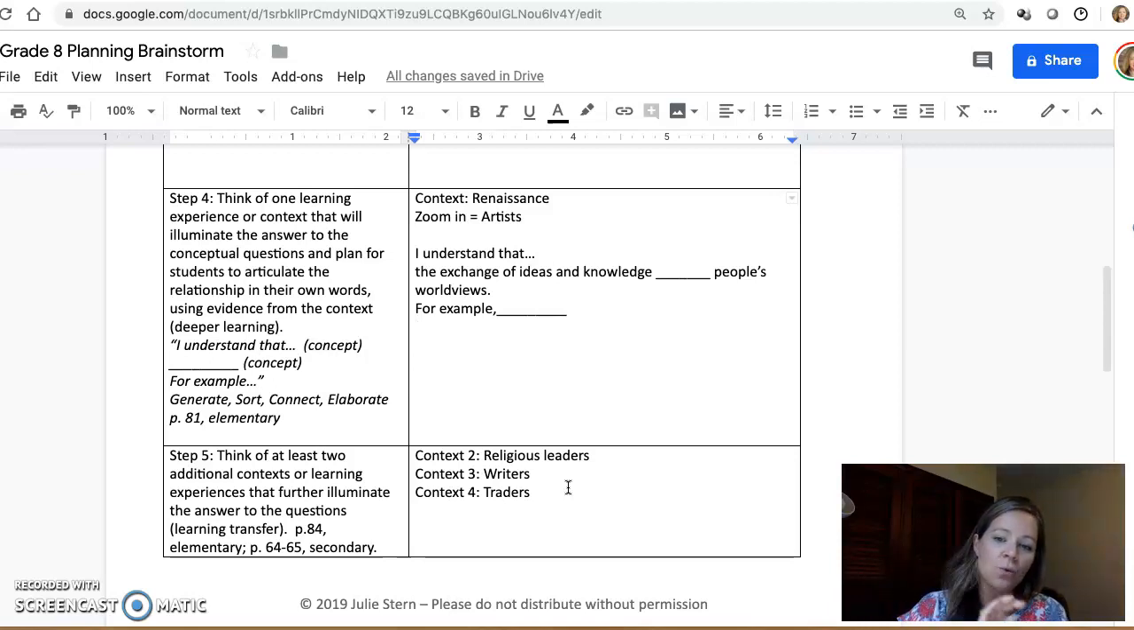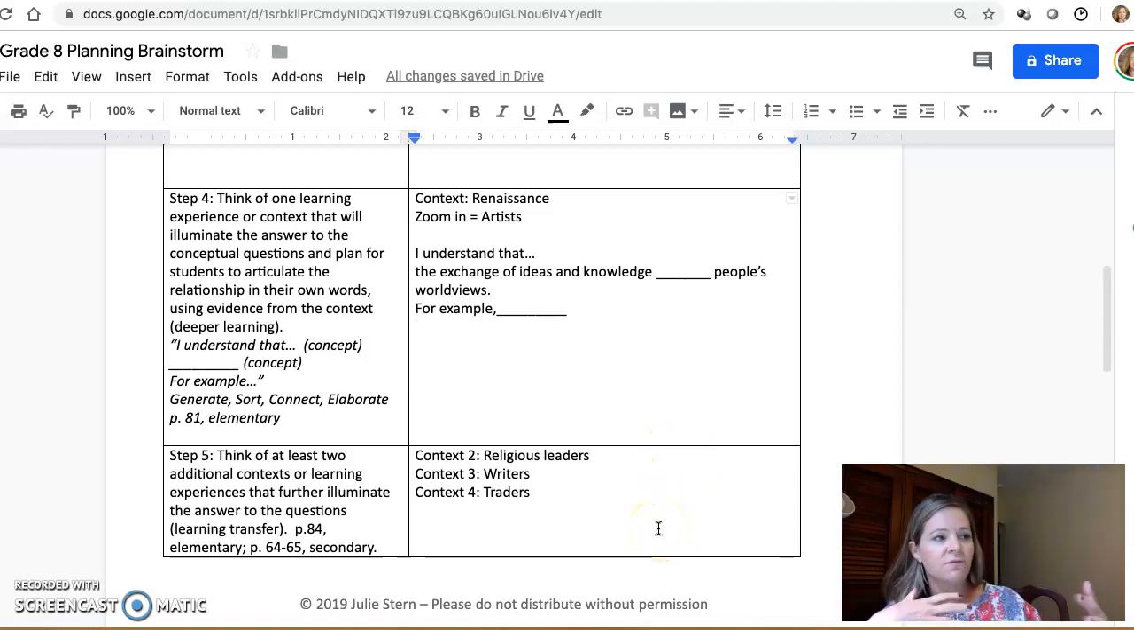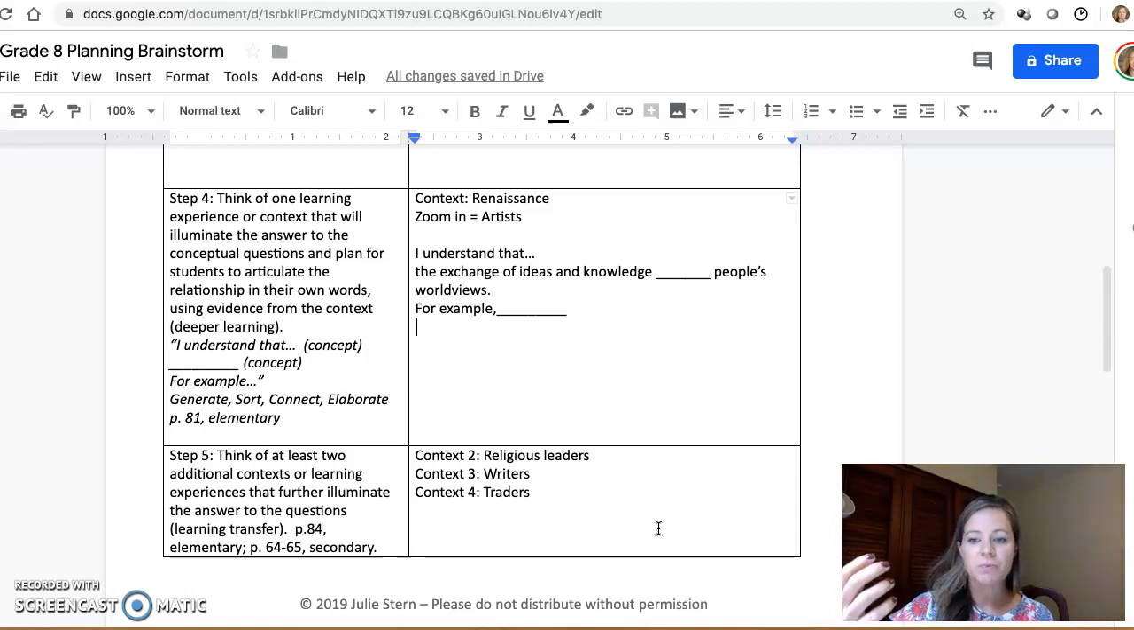Now I'm going to look at it from the perspective of religious leaders. How do religious leaders impact people's worldviews? And then I'm going to go to writers, because they were really important during the Renaissance. How do writers influence people's worldviews? Then I'm going to go to traders, because this learner outcome has a lot about trade. How do people who are in charge of sort of trading goods across countries influence people's worldviews?